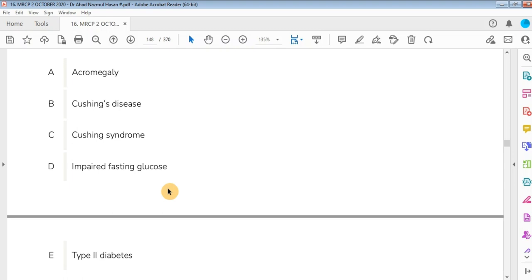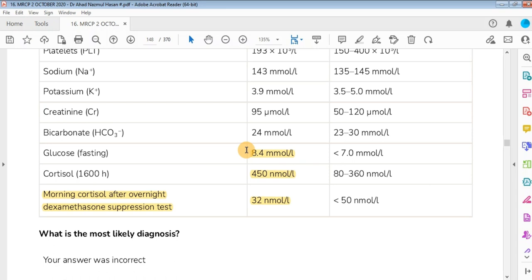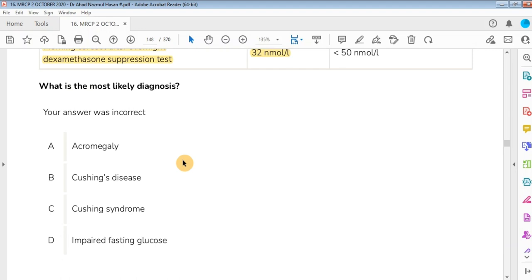Can it be impaired fasting glucose? The fasting glucose here is greater than 7. And in case of impaired fasting glucose, the level should be between 6.1 to 6.9. So it can be impaired fasting glucose as well. So this is type 2 diabetes.